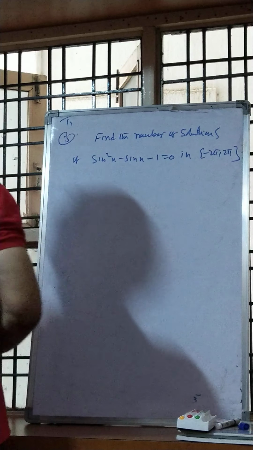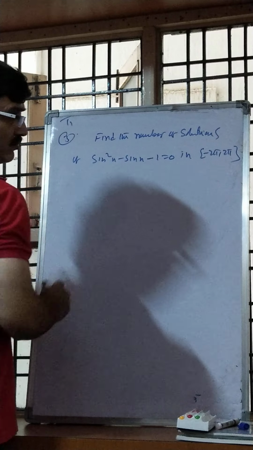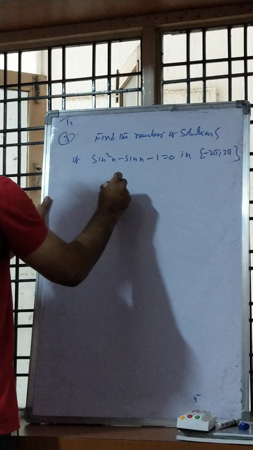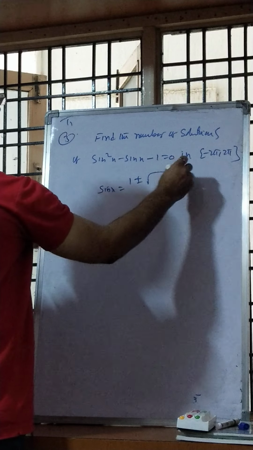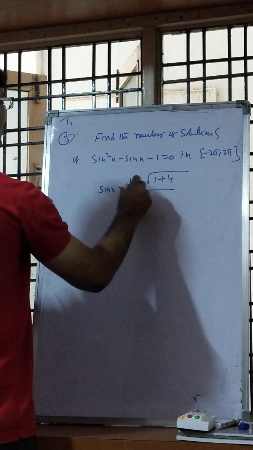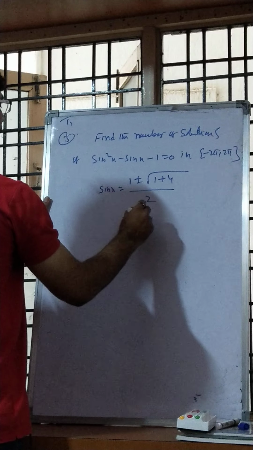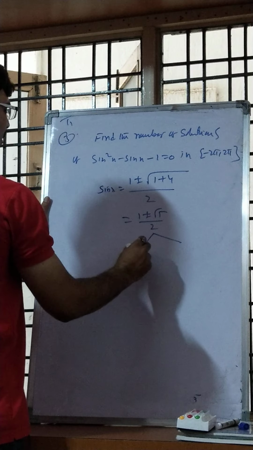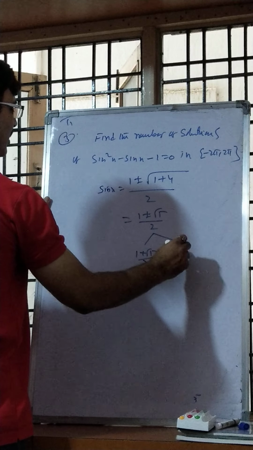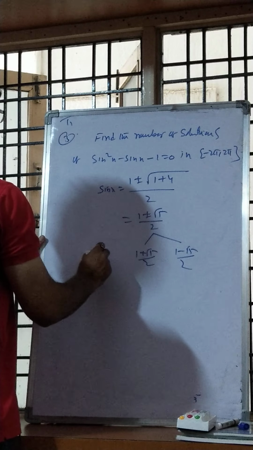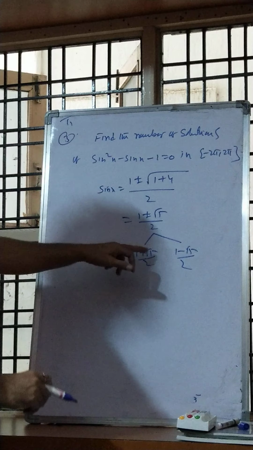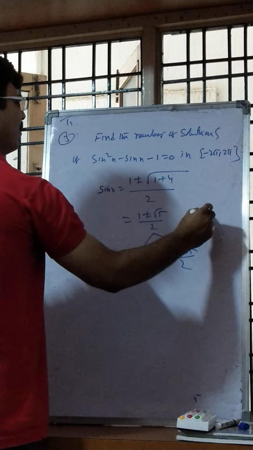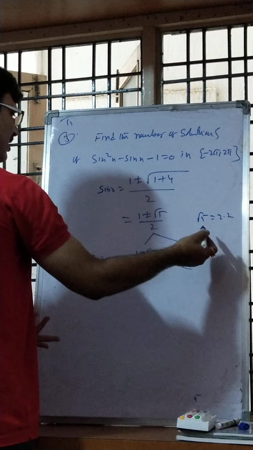Suppose if he said like this, what to do here? We cannot split this, but we have the formula minus b plus or minus root of b square minus 4ac, divided by 2a. Using that formula, we get 1 plus or minus root 5 divided by 2. So two possibilities here: 1 plus root 5 by 2 and 1 minus root 5 by 2. These are the sin x values. See, root 5 means 2 point something. If you take root 5 approximately 2.2, nothing will happen.